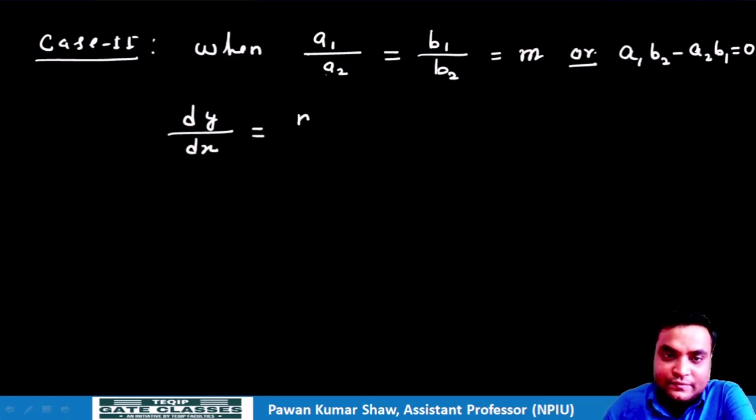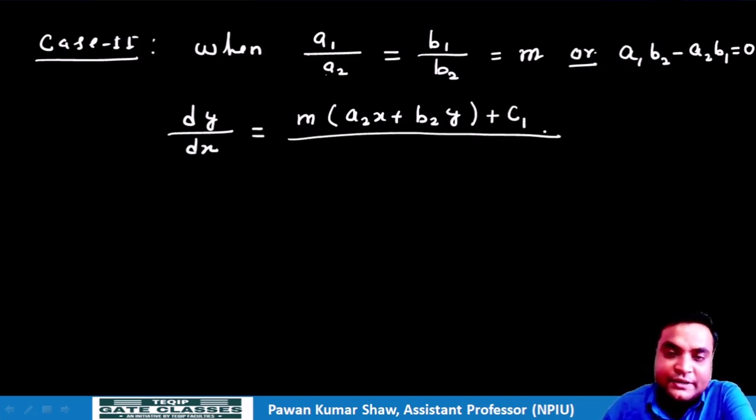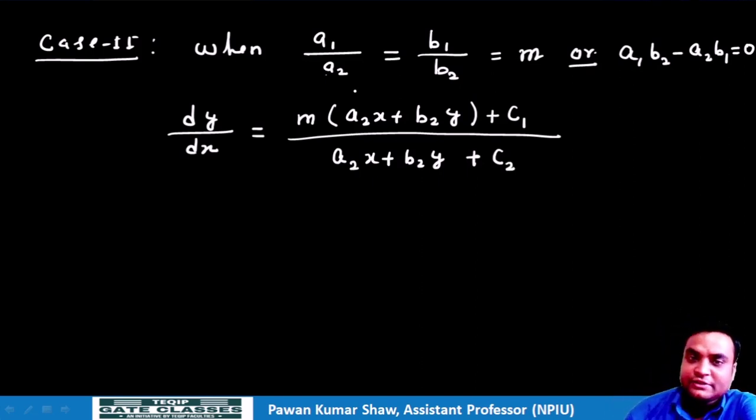So that means the numerator term we can write as m of a2x plus b2y, and the remaining thing is c1, divided by the denominator, which is our a2x plus b2y plus c2. See how we are writing this one.